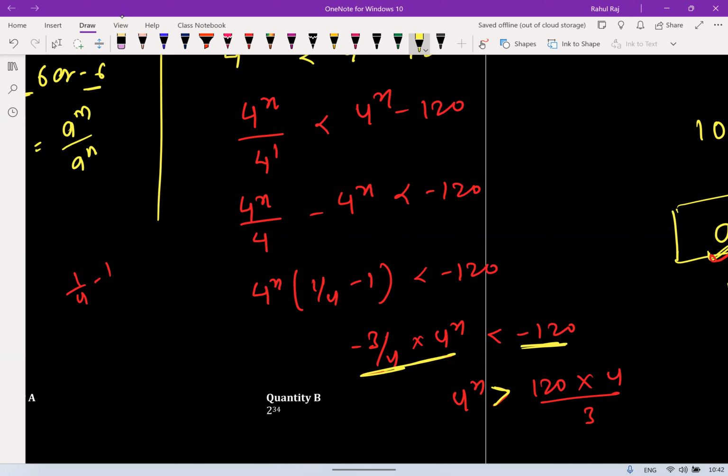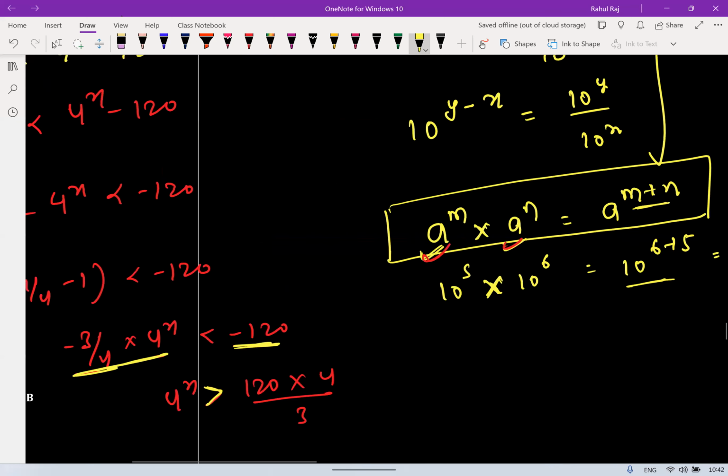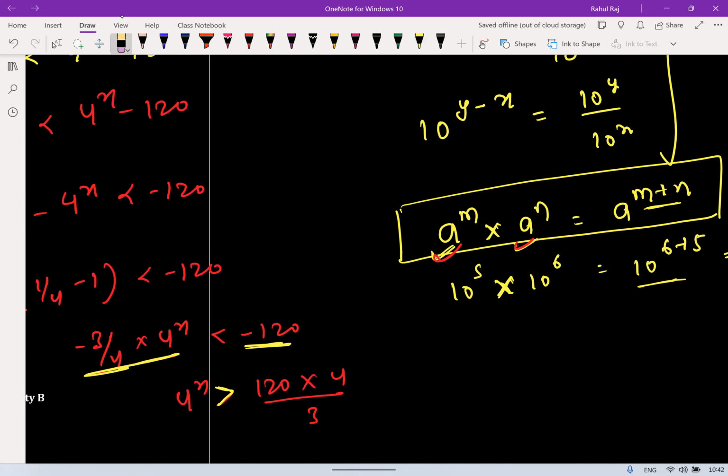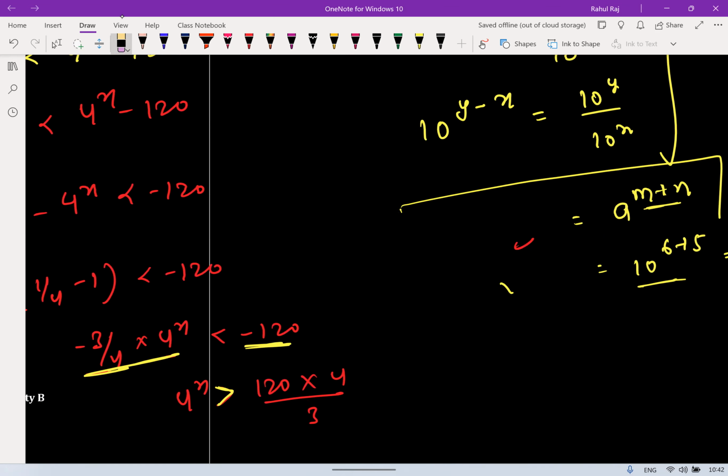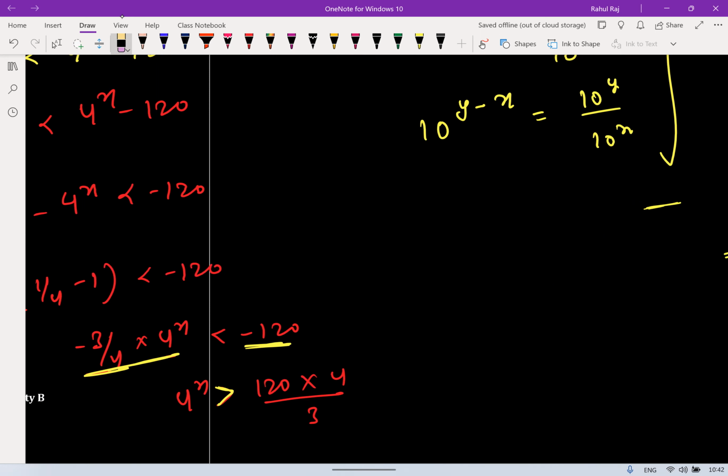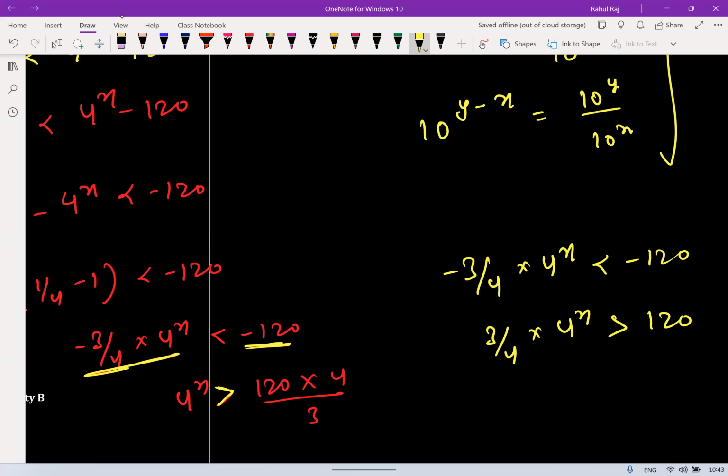Wait, this is a bit confusing. I'll just clear it once. Don't confuse Alexa, please. These are normal calculations. So see here, it says negative 3 by 4 cross 4 to the power x less than negative 120. Agreed? Yes, that's correct. Now if I multiply by negative, what do I get? 3 by 4 cross 4 to the power x greater than 120.